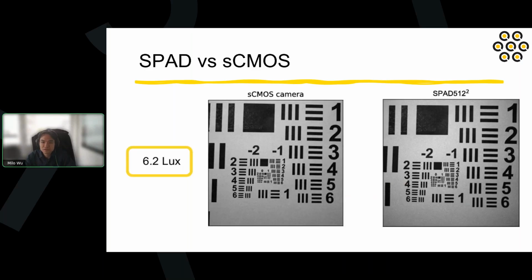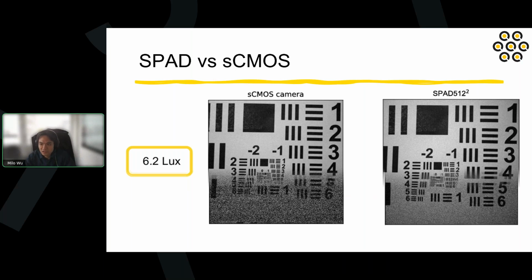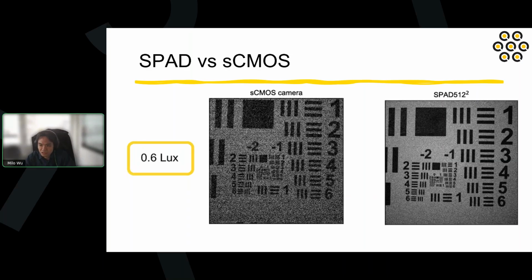So if we compare SPAD versus sCMOS in, let's say, a normal lighting condition, you will see the comparison is very close. But if you lower the lighting condition, you will see that SPAD cameras start to show their advantage in signal-to-noise ratio, especially in a super low light condition.